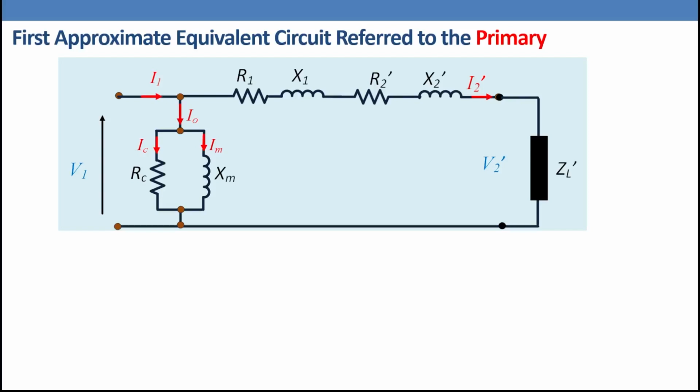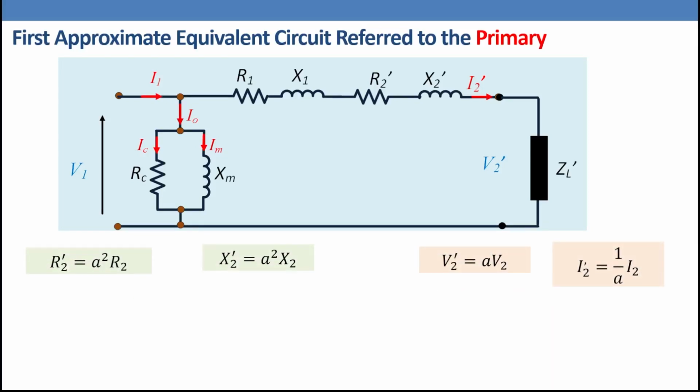So how to make the analysis for this circuit? Firstly, we're going to do the referring. R2' equals a² R2. What's a? a is the turns ratio, equals N1 over N2. And X2' equals a² X2, and V2' equals a V2, and I2' equals (1/a) I2. If Z load is given, Z load' equals a² Z load.